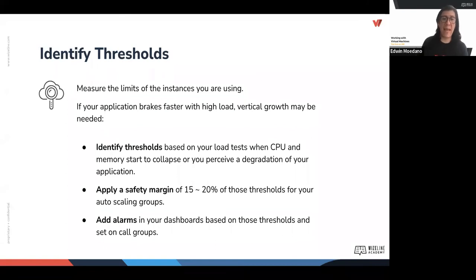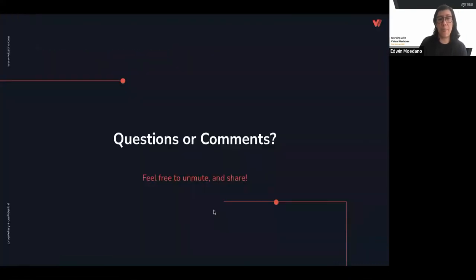And with that threshold, once you define it, apply it to your auto-scaling groups and do not just go with the default of 70 or 80%. Add alarms in your dashboard based on those thresholds and set on-call groups. It's really important to have call groups. I think that's it from my part, the tricks and tips for failing our systems and trying to set the thresholds, and identifying the documentation and an action plan.